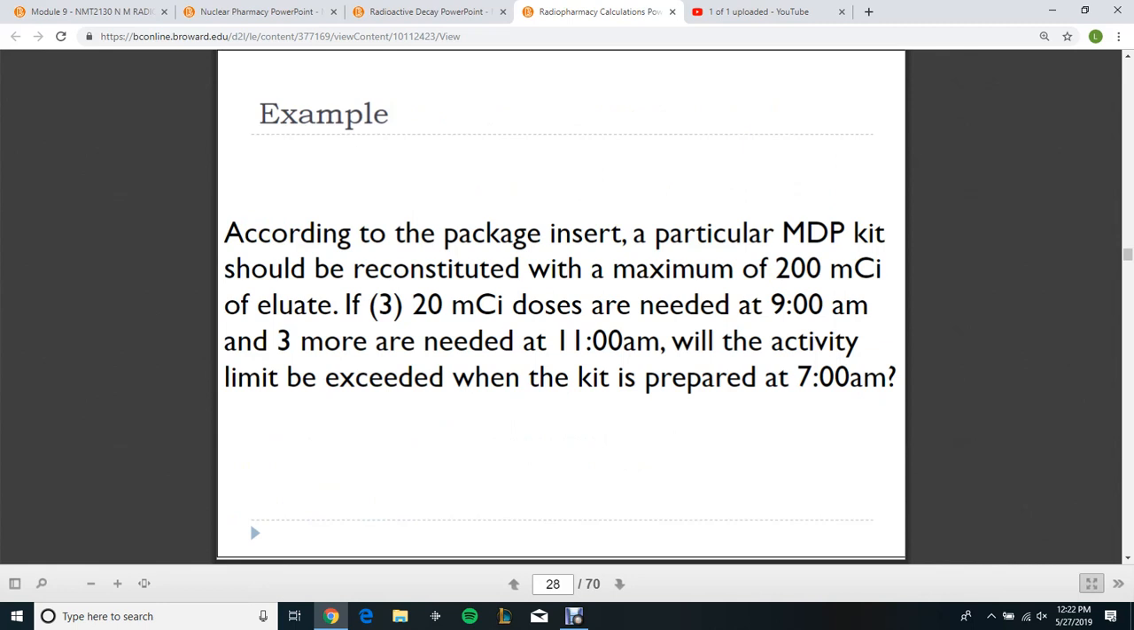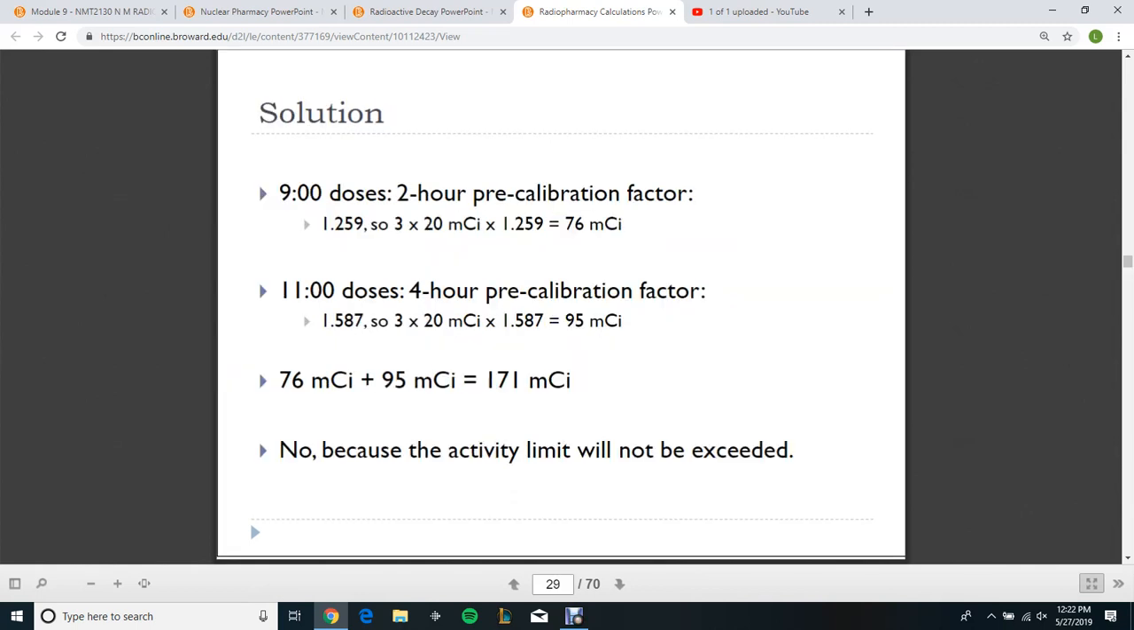Example: according to the package insert, a particular MDP kit should be reconstituted with a maximum of 200 millicuries of eluate. If 3 20 millicurie doses are needed at 9 a.m. and 3 more are needed at 11 a.m., will the activity limit be exceeded when the kit is prepared at 7 a.m.?